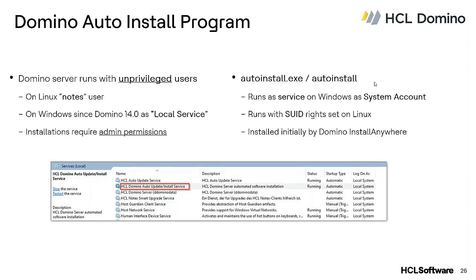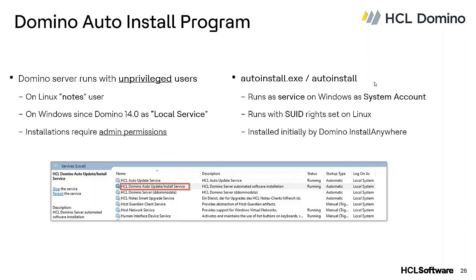Now, this binary initially is installed by Domino install anywhere. So the very first time that you do an install where the program does not yet exist, the installer will install it. But thereafter, it has a dynamic update that Daniel is going to mention coming up. So you can see on Windows, the screenshot here shows you that the autoinstall.exe has to be running as a service, and its name shows up as the HCL Domino auto update / install service.